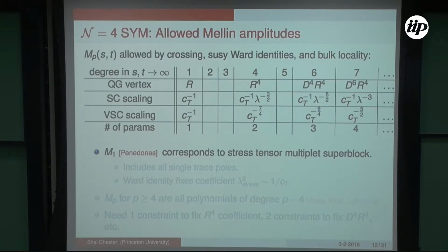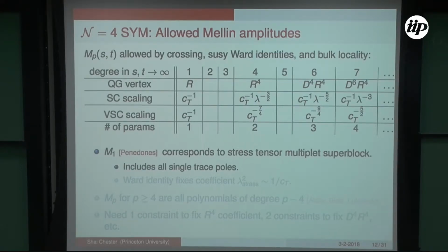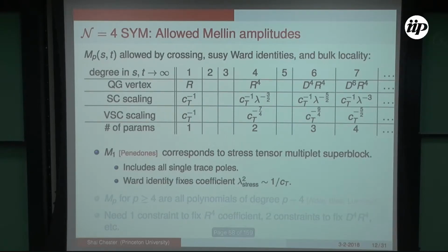Lastly, and most importantly, the bottom line says how many possible Mellin amplitudes there are of this degree. There's only one of degree 1. There's a new one we find at degree 4, so there's a total of 2. Then we find another new one at degree 6, another new one at degree 7. This is very constraining, because a priori, before you impose crossing symmetry, there are hundreds of them, but now you're only left with basically one new one at each order, at least to this low order. So in particular, M1, which was computed by Joao and probably other people, corresponds to the stress tensor multiplet superblock, and in fact, M1 includes all the single trace poles, because it's related to the stress tensor multiplet superblock.